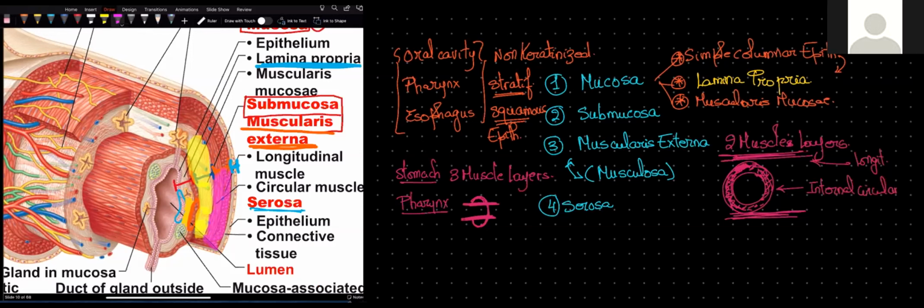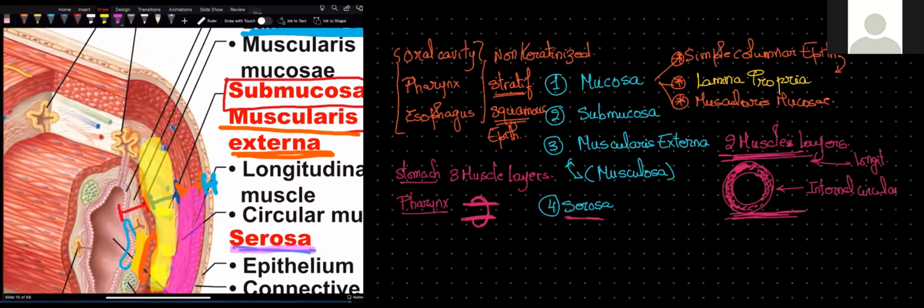To the outside of the muscularis externa, we've got the serosa. And remember, the serosa is a very delicate layer of connective tissue that you're going to have in here. And to the outside of it, we've got a layer of epithelium. This is what will be forming the outer covering of the gastrointestinal tract tube.